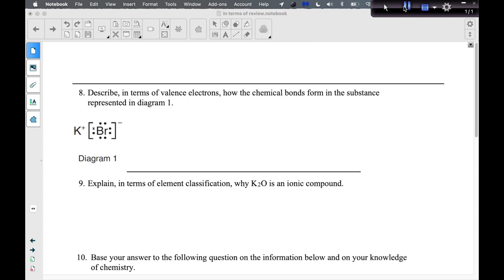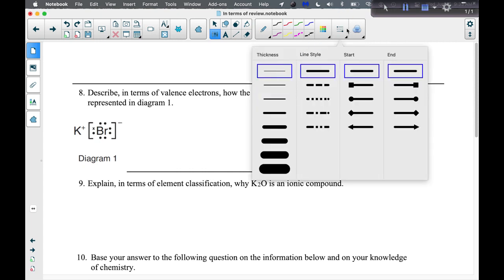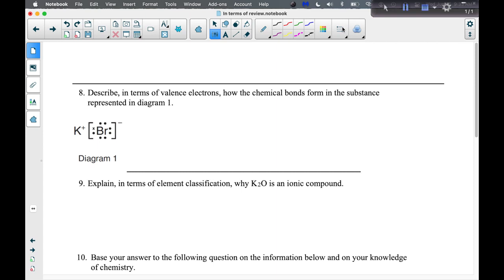For the next question in this packet, I just copied diagram 1 because it wasn't here. We would have to go back to the page before. The question asks about the chemical bonds, in terms of valence electrons, how the chemical bonds form in diagram 1. Remember, this is ionic. So in terms of valence electrons, electrons are transferred. Again, this is ionic, and we said that when it's an ionic bond, the electrons are transferred.